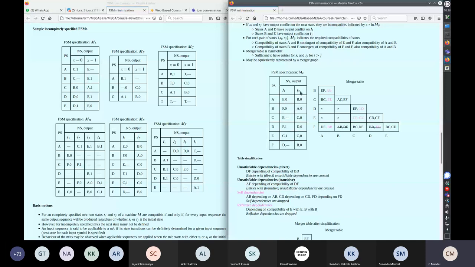So let us look at the I2 compatibility first. On I2, A makes a transition to B and C makes a transition to C. So B and C must be compatible, all right? So this is a non-trivial requirement. For A and C to be compatible, B and C must be compatible.